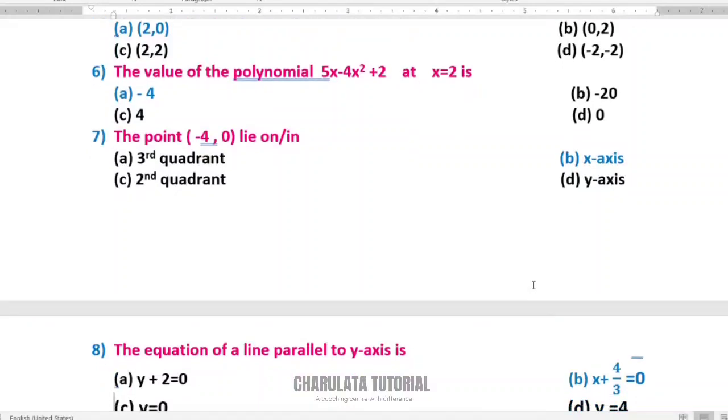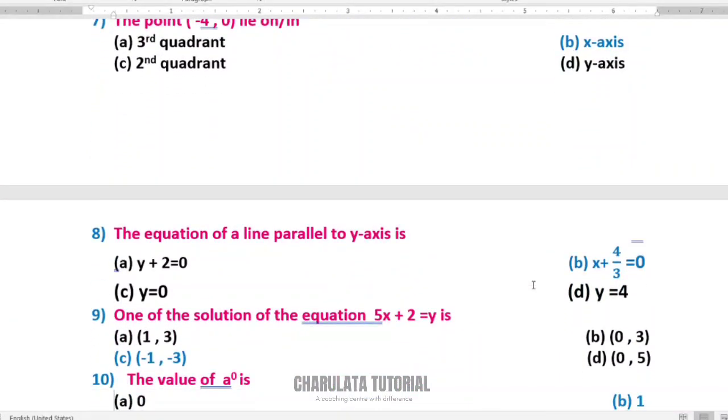The equation of a line parallel to the y-axis is in the form x + a = 0, that is, the correct option is B, x + 4/3 = 0. One of the solutions of the equation 5x + 2 = y is... here if we put x = -1 we get the value of y as -3, that is, the correct option is C.